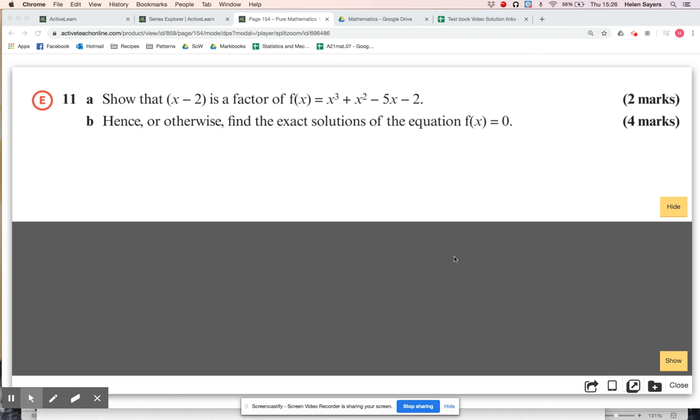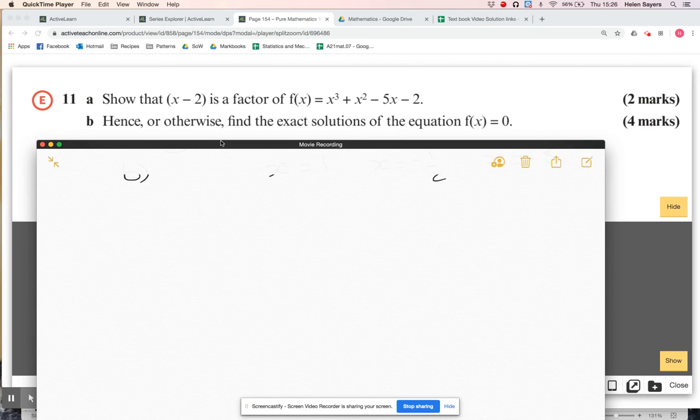Okay, we're looking at the first year core textbook and we're on mixed exercise 7, question 11. So we've got an exam question. First bit's only worth 2 marks, so shouldn't be too bad. And although it doesn't actually say using factor theorem, that's what this question is. And you certainly do get exam questions where they specify to use factor theorem, and then you won't get the marks if you use any other method.